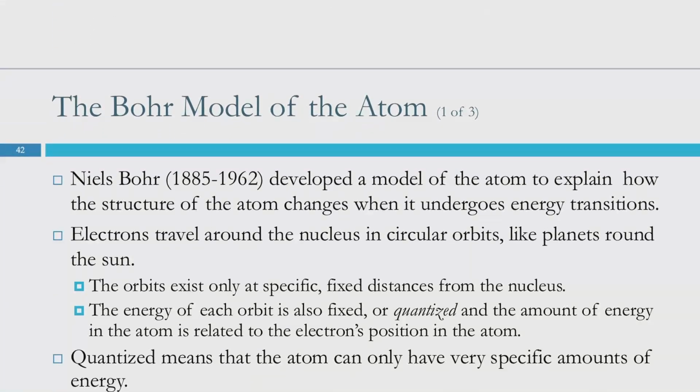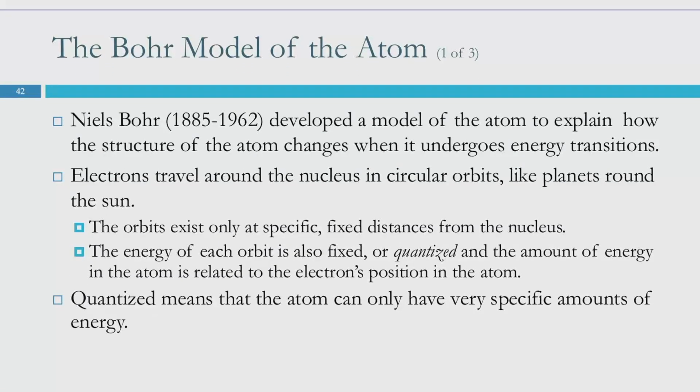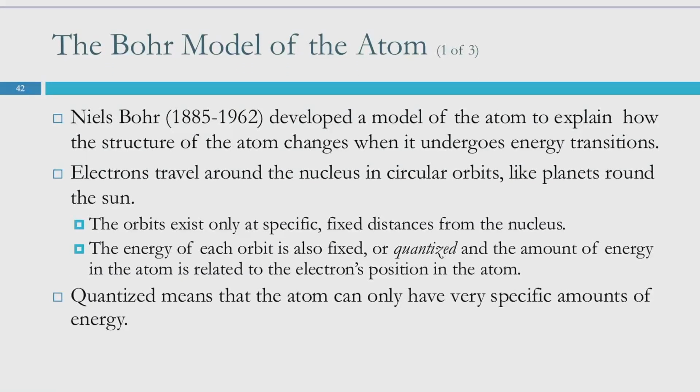So Bohr developed a model. Niels Bohr developed a model. This is slightly different from Rutherford's model. So in Bohr's model, electrons travel around the nucleus in circular orbits. This is sort of like planets around the sun. We probably have a little bit of a framework because we've seen models of the solar system where the planets are circling around the sun. That's what our electrons are doing, and the sun is our nucleus.